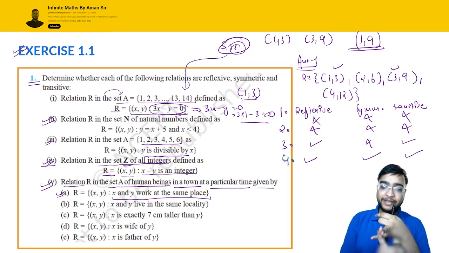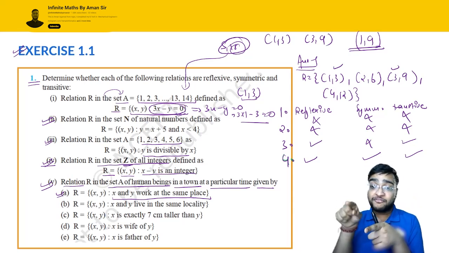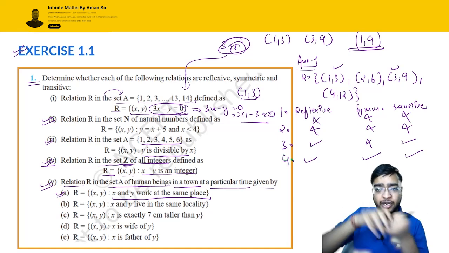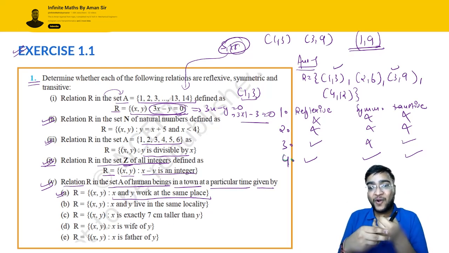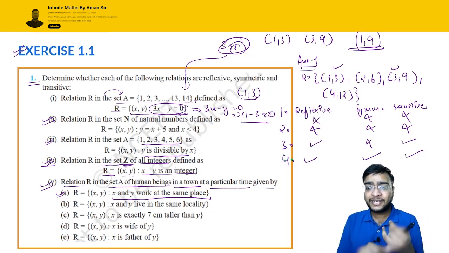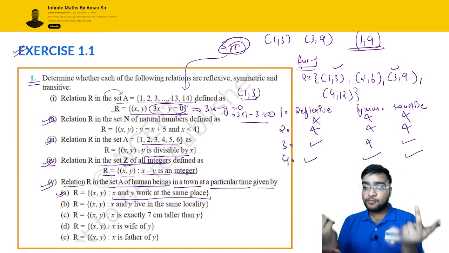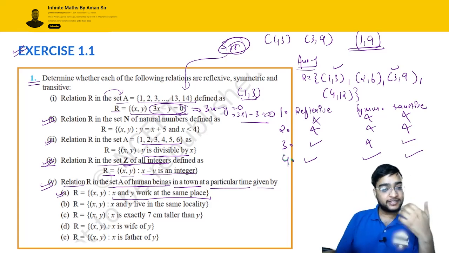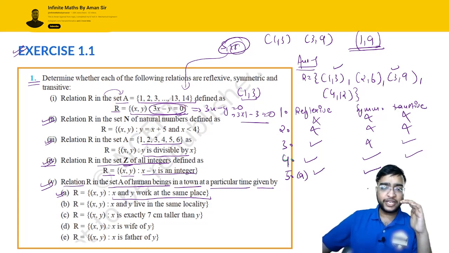Let's go to the symmetric one. For symmetric, I take (x, y) in the relation, and I want to prove (y, x). For (x, y), x and y work at the same place. Can I take the reverse order, y and x work at the same place? Yes sir, because the order does not matter; both persons work at the same place. So both conditions are true. Is this a symmetric relation? Yes sir. So for the fifth A condition, it is reflexive and symmetric.